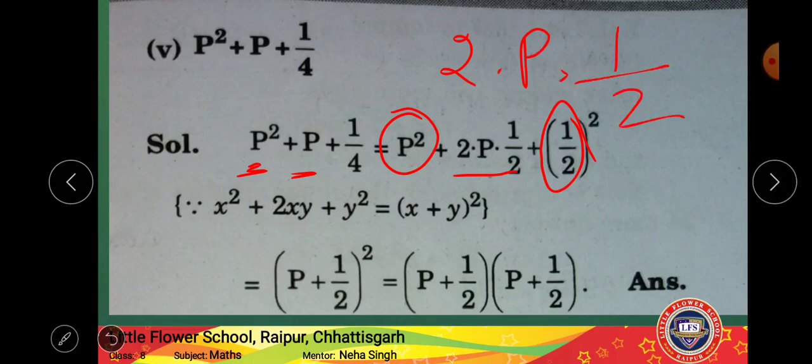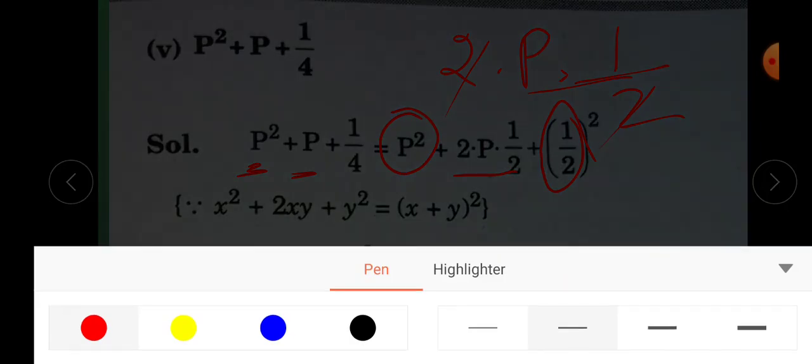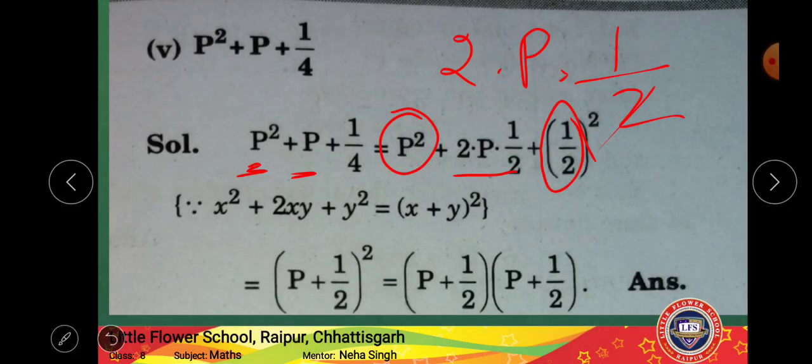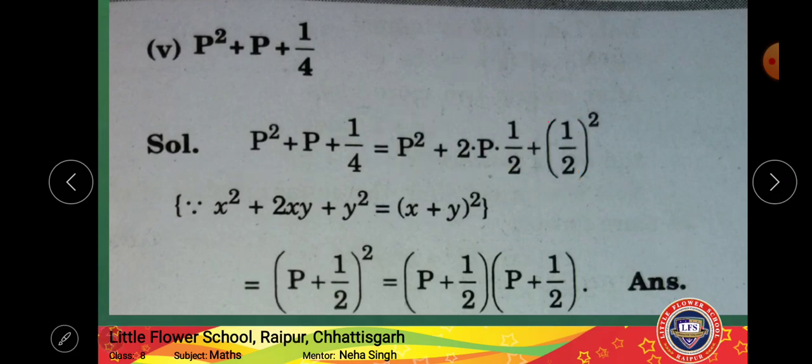When I am solving this, 2 will get cancelled. The answer is coming p, which is this, which means yes, this has been converted in the form x square plus 2xy plus y square. So now by the formula, it will be equal to x plus y whole square, means p plus 1 by 2 whole square, p plus 1 by 2 and p plus 1 by 2. Okay, so like this.